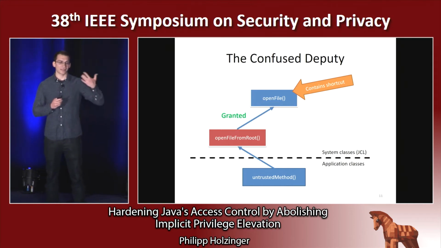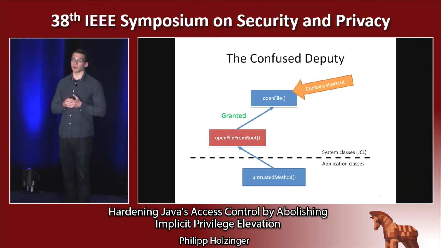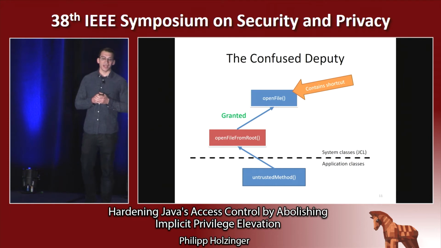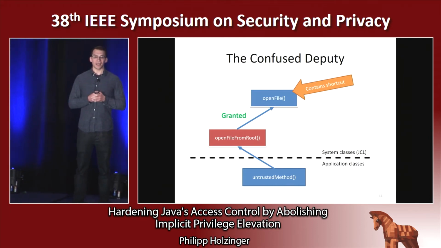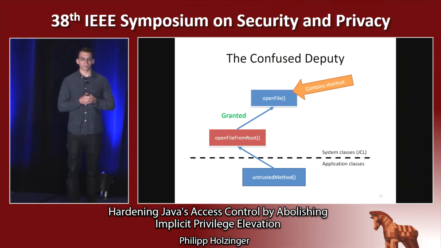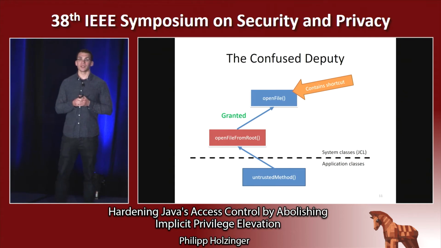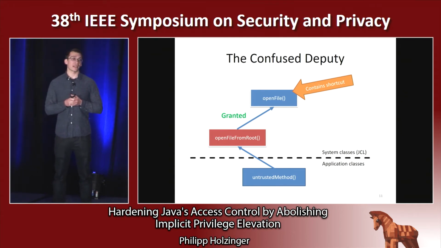If, however, instead we use OpenFile from root, our confused deputy here, and OpenFile from root will call OpenFile for us, then a permission check will be skipped, and our application will actually be granted access to files that it shouldn't have access to.